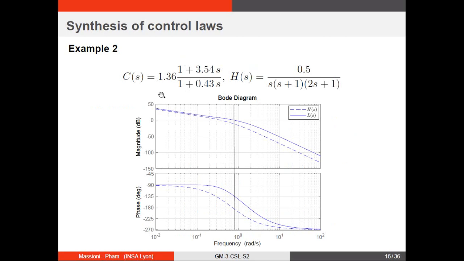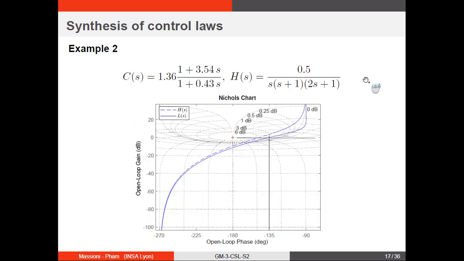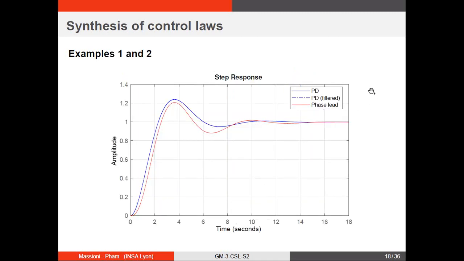This controller is already causal, so we don't have any problems. We just see L, and we get again that it hits 0 dB exactly where we want and at the phase that we want. Same for the Nichols chart, and you can also see the step response for the different controller. The step response doesn't change a lot, so it means that the controllers are more or less equivalent.